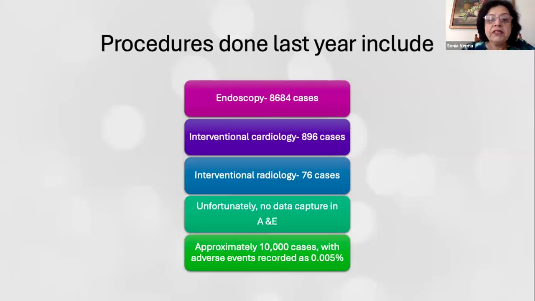In our hospital, so far, the procedures that have been done include endoscopy, about 9,000 cases, interventional cardiology, 900 cases, and interventional radiology, 76 cases. Unfortunately, I don't have data to tell you about what cases were done in A&E, but approximately it's about one or two manipulations of joints per week.